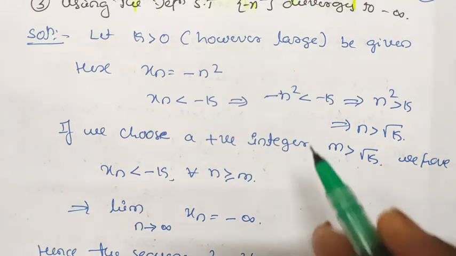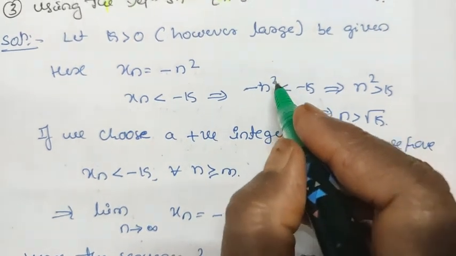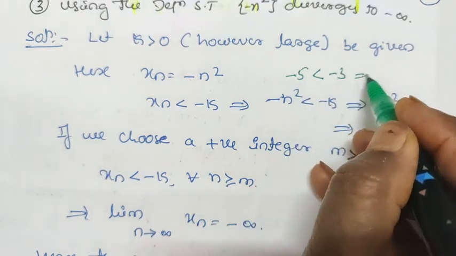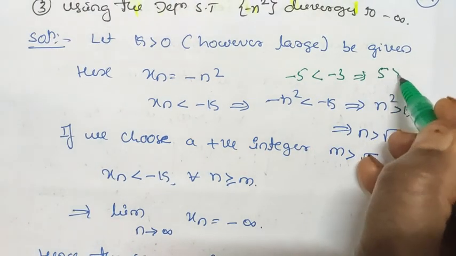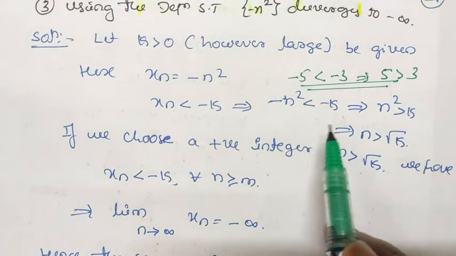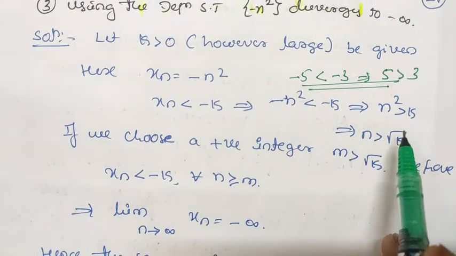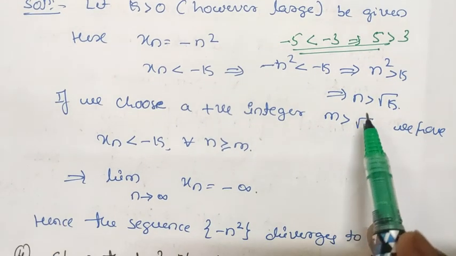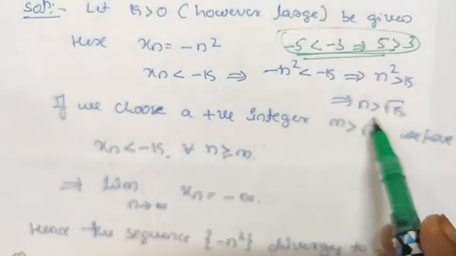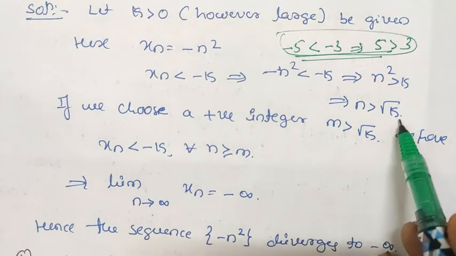So here, minus 5 is less than minus 3. If you take plus, it becomes 5 is greater than 3. So therefore, minus n square less than minus k implies n square is greater than k. This implies n is greater than under root of k.